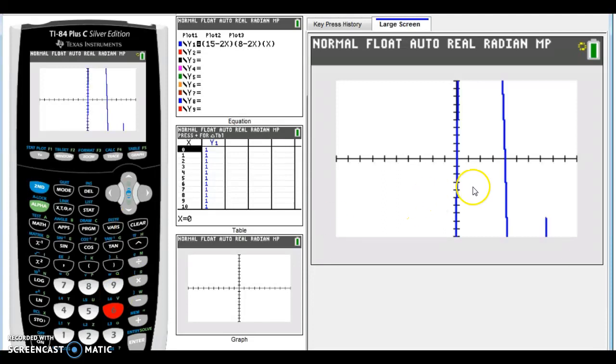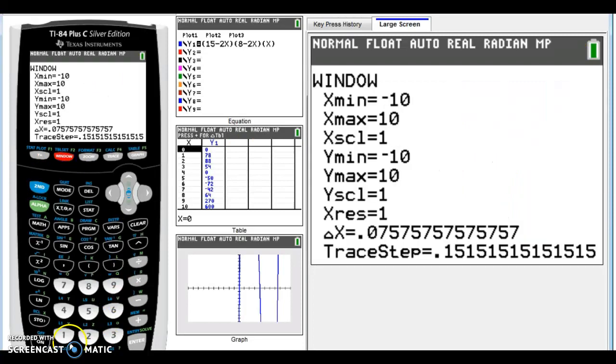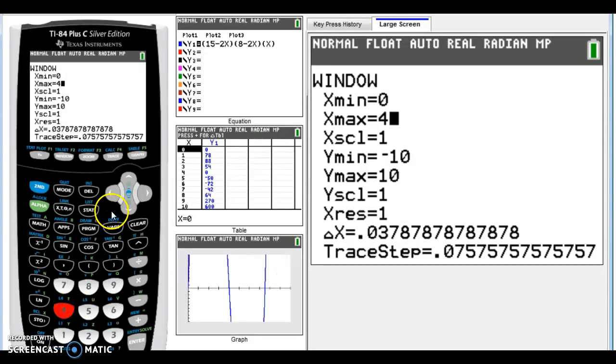And unfortunately, that doesn't really show me what I want to see here. So if I really want to look at this, I know that my domain can only go from 0 to 4. So I'm going to go to my window and restrict this a little bit and make my minimum x value be 0 and my maximum 4.